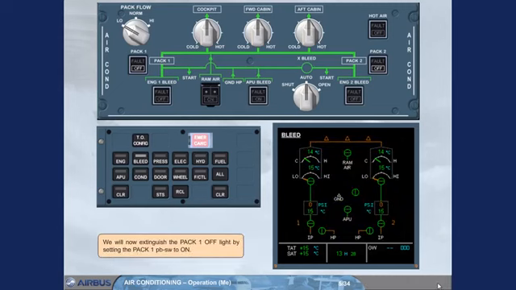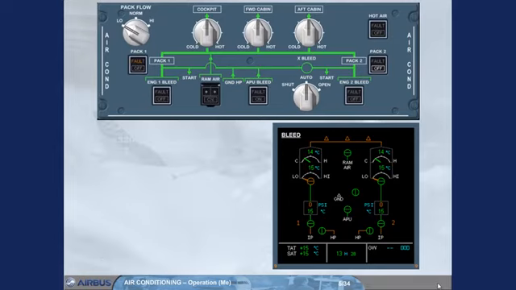We will now extinguish the PAC 1 off light by setting the PAC 1 push button switch to on. Notice the amber fault light on the PAC 1 push button switch, and the control valve indications switching from green to amber. Both of these amber indications occur because PAC 1 is on, but no bleed air is available to it.